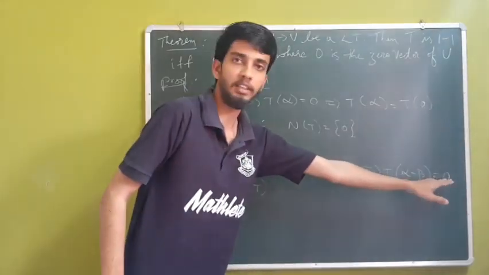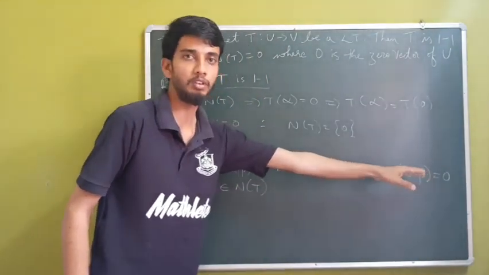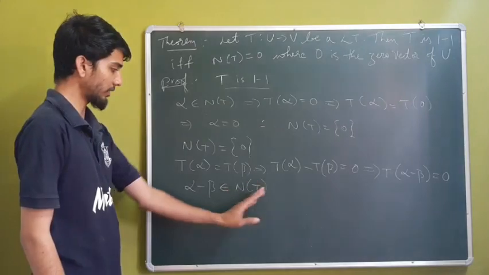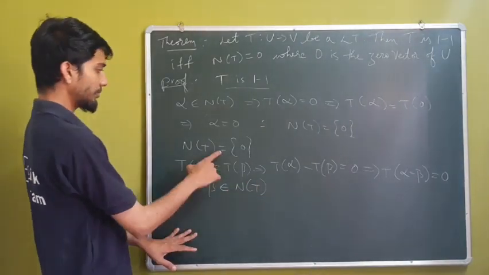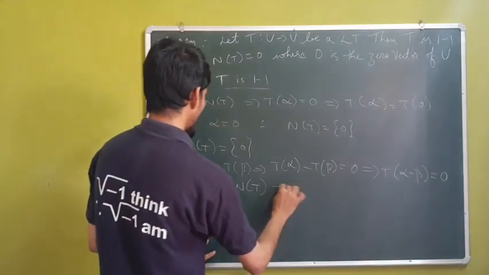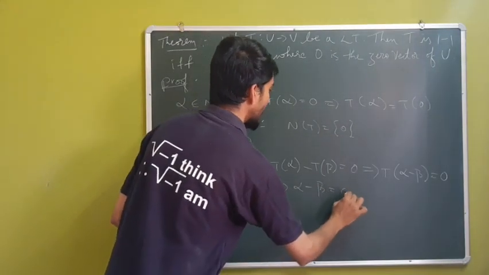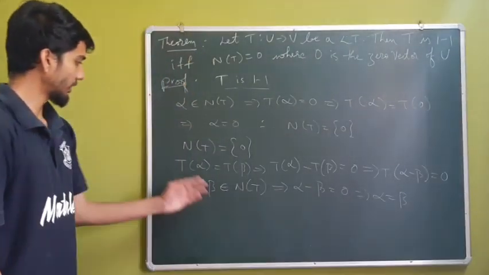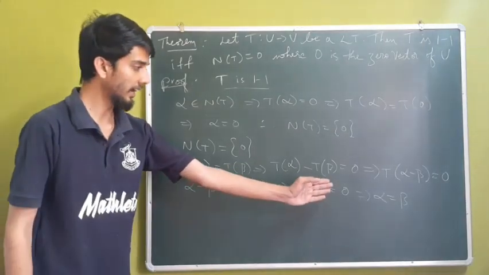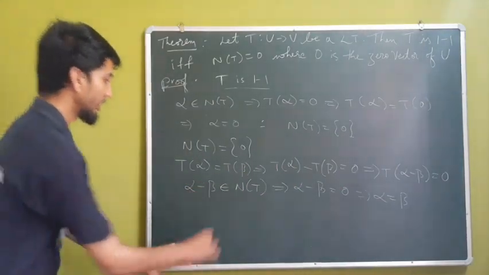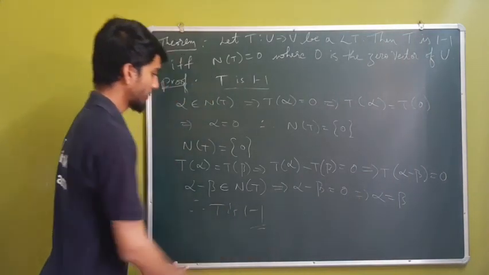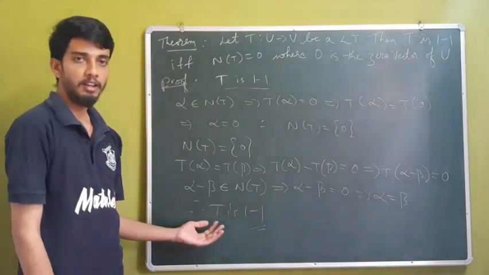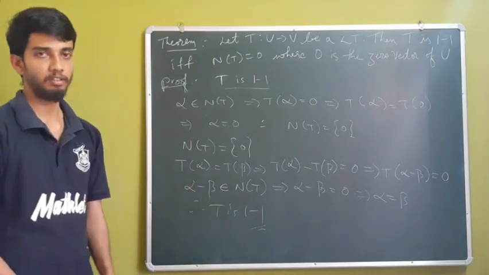T of alpha minus beta is 0 implies alpha minus beta is mapped to the 0 element, so alpha minus beta should be in the null space. Our assumption is n of T is 0, therefore this must imply alpha minus beta equals 0, and this implies alpha equals beta. So I took T of alpha to be equal to T of beta, and I arrived at alpha equals beta, which proves T is 1-1. So in the second case, we assumed n of T to be 0, and I arrived at T is 1-1, which proves both sides of the theorem.